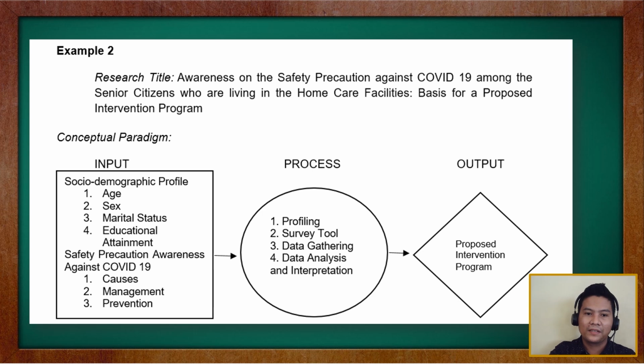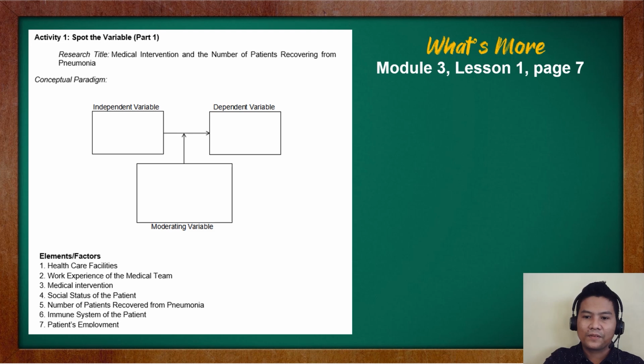Another example, the title is Awareness on Safety Precaution Against COVID-19 among senior citizens who are living in the home care facilities, basis for a proposed intervention program. You have here the input, and then the process, and then the output. So we will have now the activity that you are going to answer. It's found in your module, lesson 1, page 7, what's more? So I'll give you a lot of time to answer these.